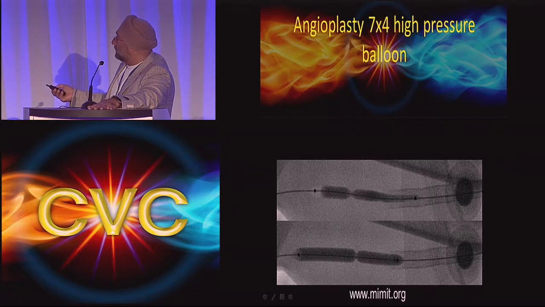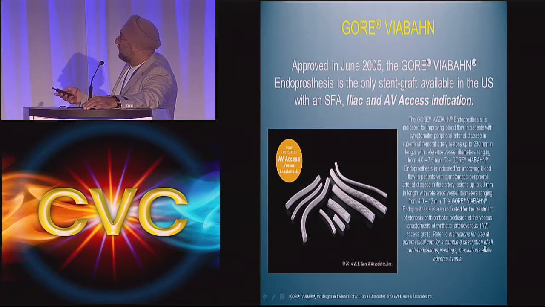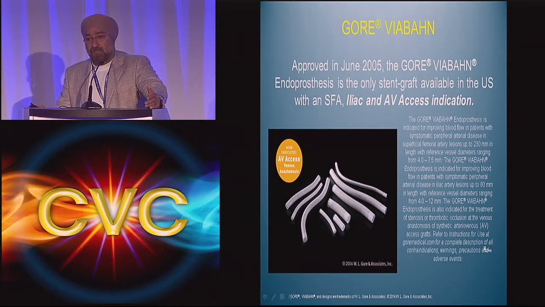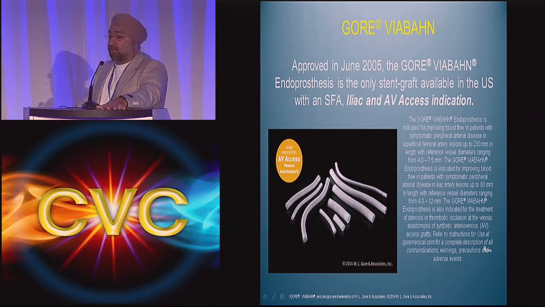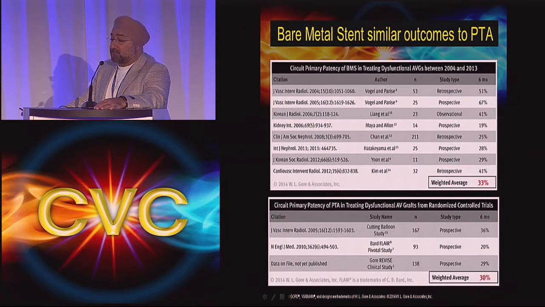So we used to try and rupture that literally, purposely, and then put in a graft, go through. So earlier this was all off indication, but as a physician you're allowed to do that. The FDA didn't approve it for grafts, but now in 2013, the Viabahn has been approved for dialysis access as well. Prior to that, it was meant mainly for the SFA, and I've used hundreds in there.